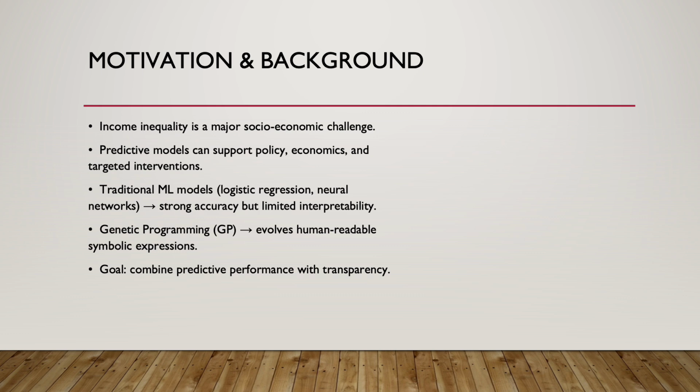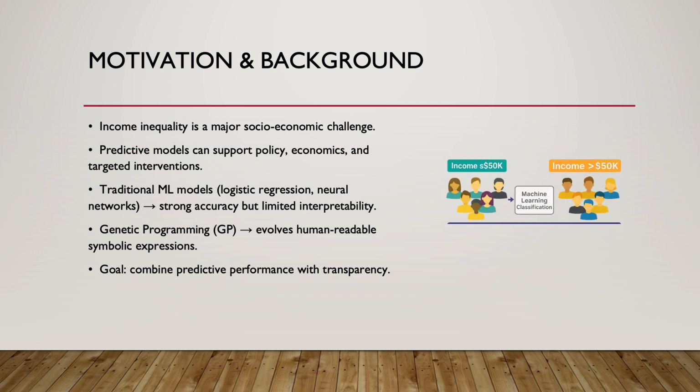Income inequality is a persistent socio-economic issue, and predictive models can help identify patterns that support decision making. Traditional machine learning approaches often achieve strong accuracy, but they operate as black box models with limited interpretability. In contrast, our genetic programming evolves symbolic expressions that are transparent and human readable. This project applies GP, which is genetic programming, to income prediction, aiming to balance accuracy with interpretability and to demonstrate its potential as an alternative to conventional machine learning methods.